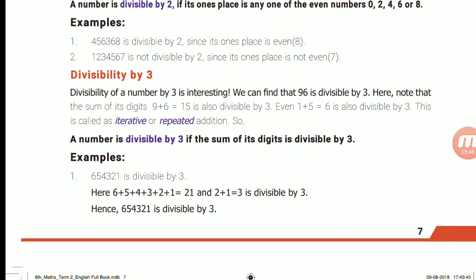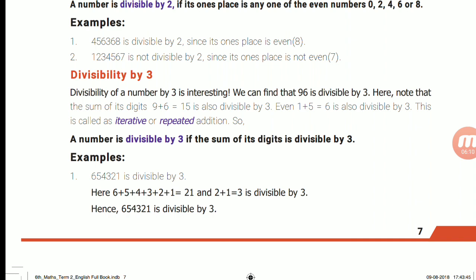What we have to see is, if a number is divisible by 3, then the total of the number should also be divisible by 3. For example, here they have given a number 96. So 9 plus 6 is 15. So directly it is divisible by 3. Once again we will add it. 1 plus 5 is 6. So 6 is divisible by 3. So the value is also divisible by 3.